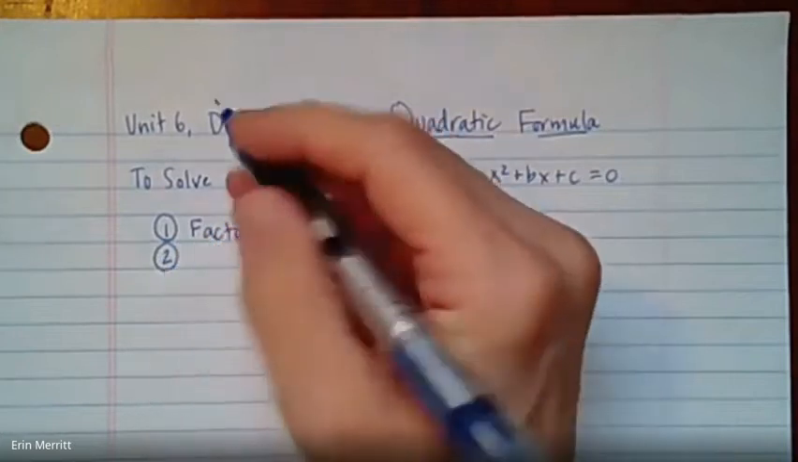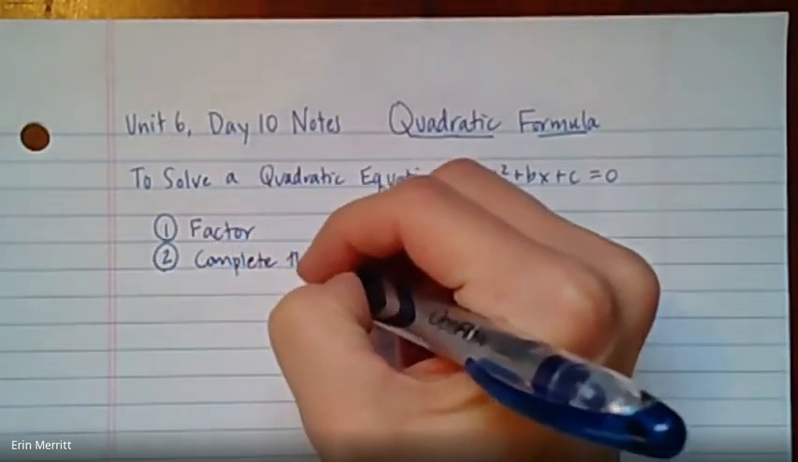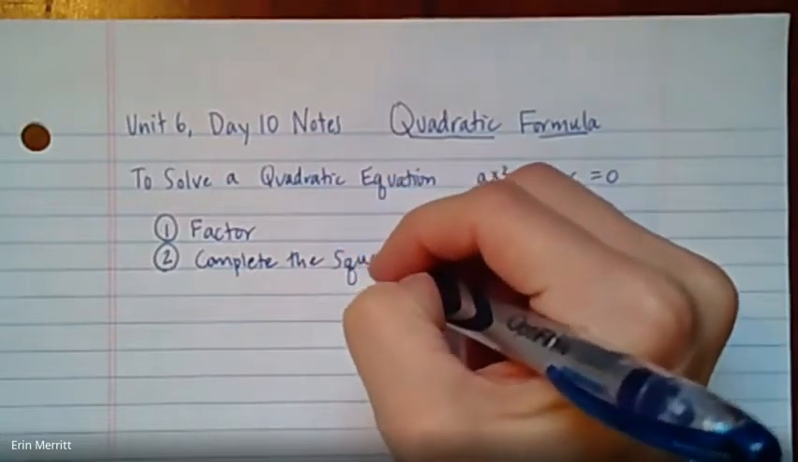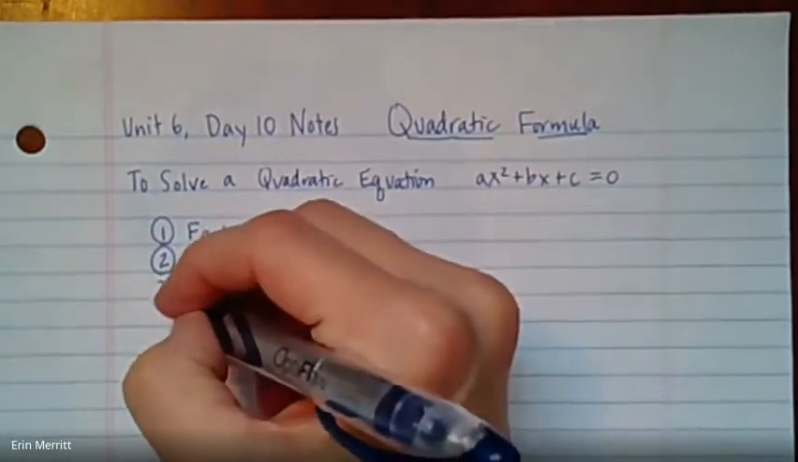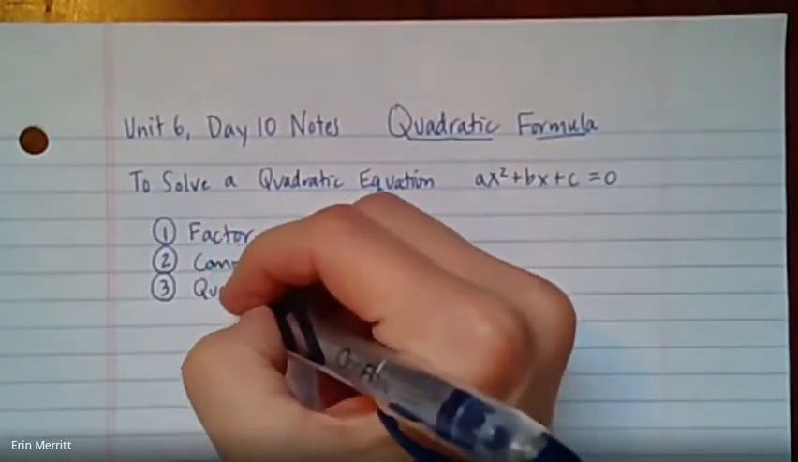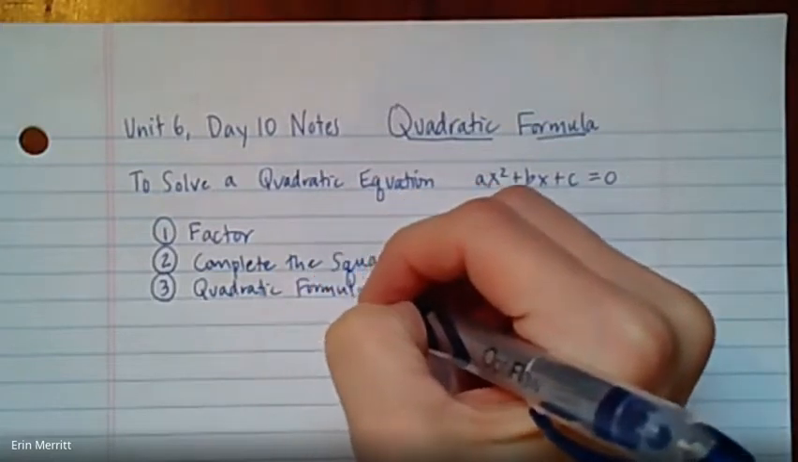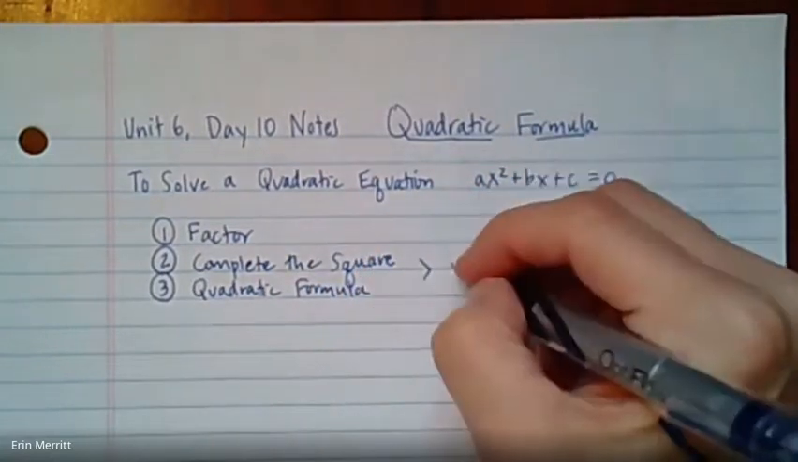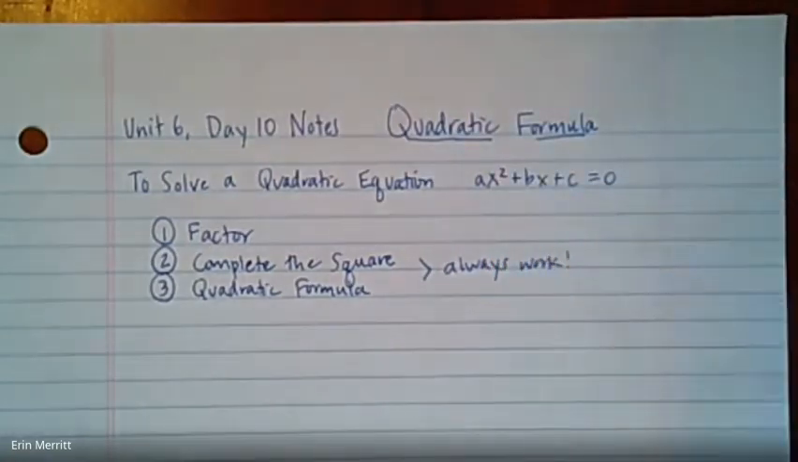So your second option that we've talked about is completing the square, which is kind of cool, but can sometimes be a little complicated. And then your third option is to use the quadratic formula. These two always work, so they are good to know.